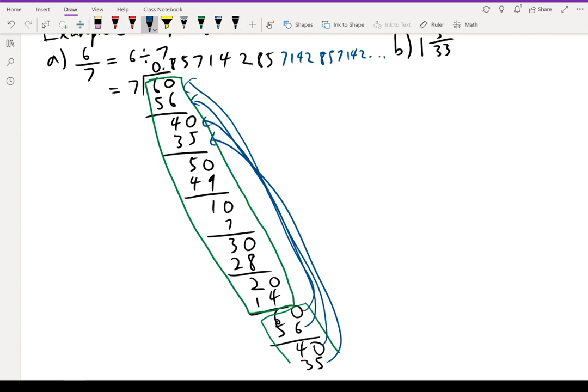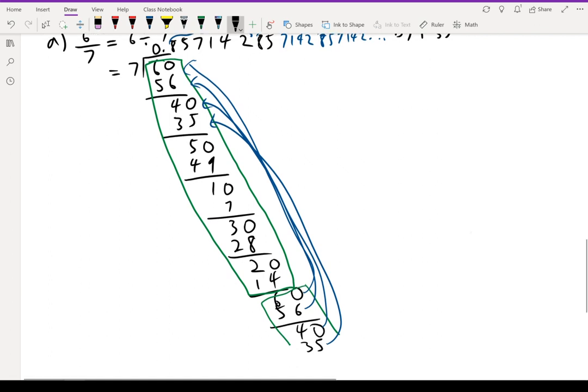And so the repeating part is all of 8 5 7 1 4 2, all of it. 8 5 7 1 4 2, 8 5 7 1 4 2. This all repeats itself. Now I know it's a very, very long decimal, but it is still a repeating decimal. And so we're going to write this.